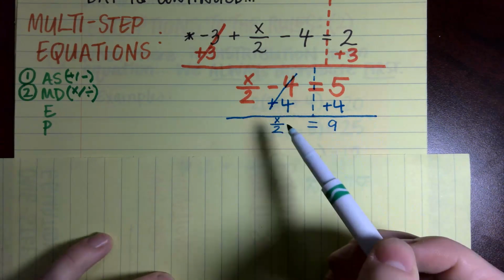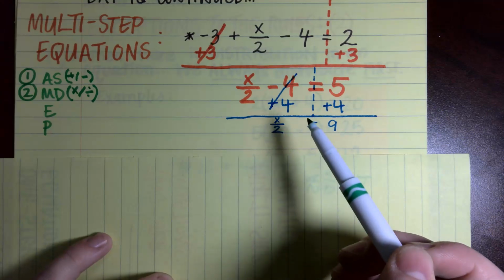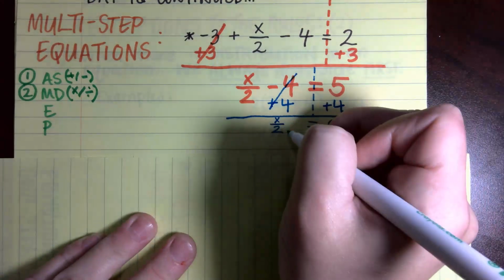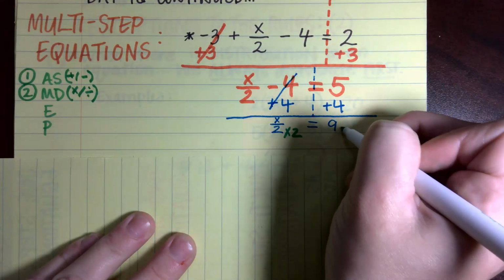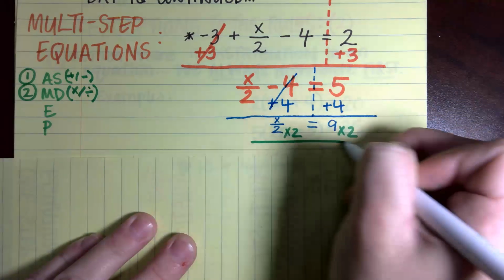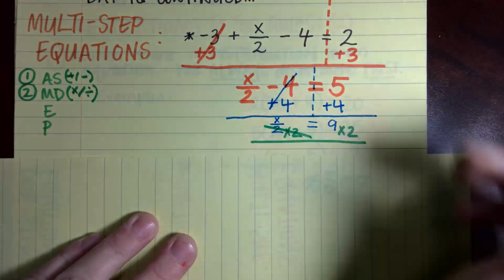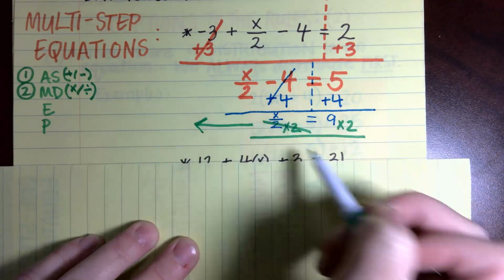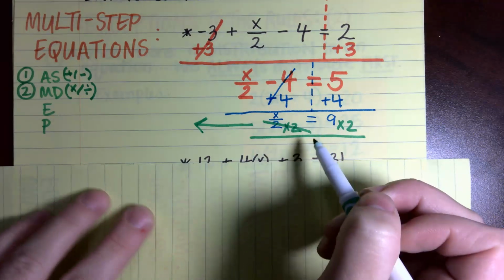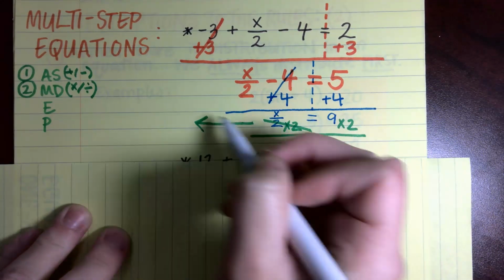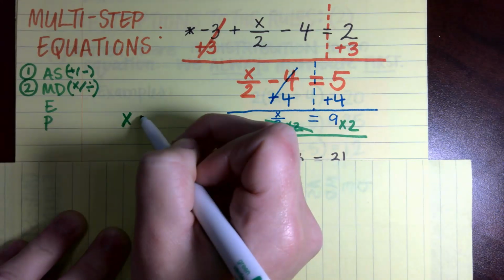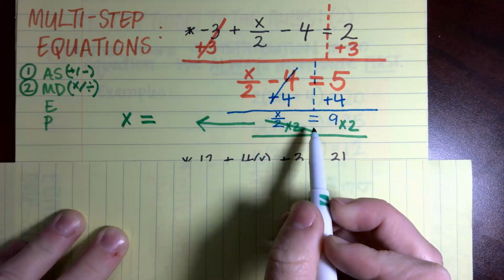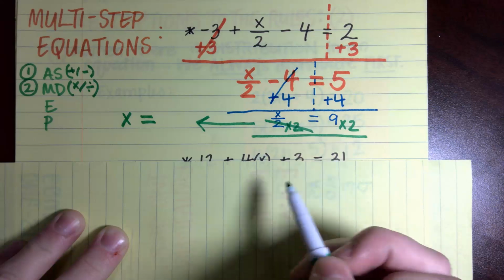Times 2. Yes, the opposite of division is multiplication. So I'm going to do both sides times 2. My 2s cancel. And then if it's okay with you guys, I'm going to write my answer over here because I'm out of space. So I have x equals, what's 2 times 9 or 9 times 2?